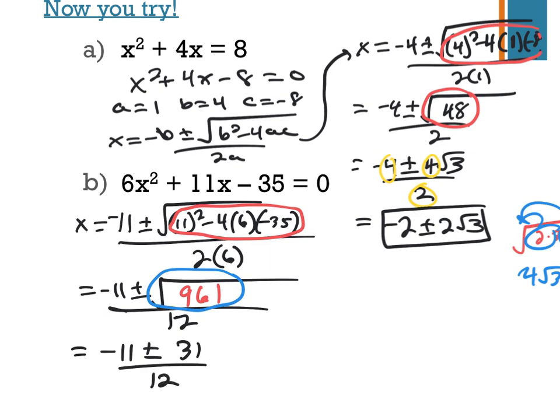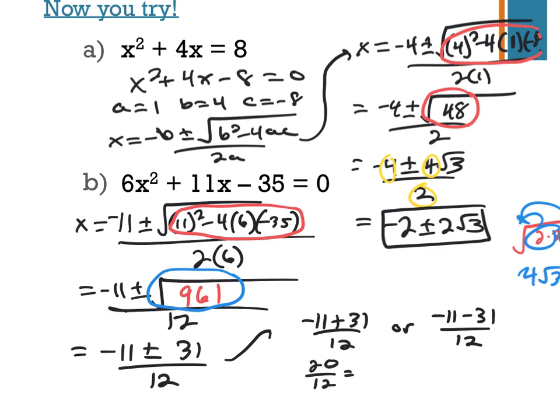And so now that I get to this stage, you have two answers, right? I have negative 11 plus 31 divided by 12, or negative 11 minus 31 divided by 12. And so if I do the first one, I get 20 over 12, which reduces, looks like both of those are divisible by 4. So that reduces to 5/3 as one answer.